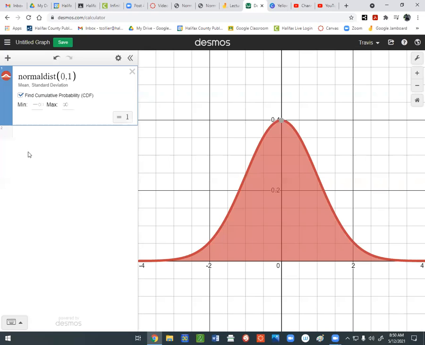And when I check the box, the total area under the curve, which is equal to 1, is going to all be shaded in the color that you chose. And you can hold down your cursor on this icon right here, and you can choose a different color for your normal distribution, but I'm going to leave mine red for now.